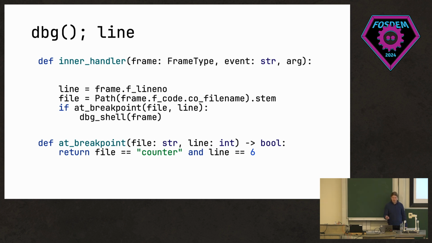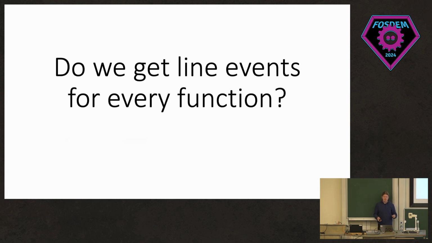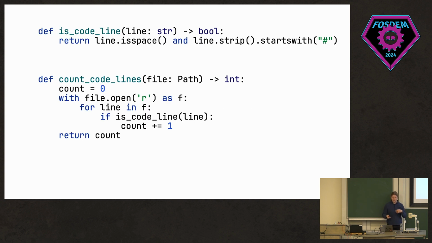But it's okay. We can even go to the opcode level, to the bytecode level here. But the problem, and the question here is, do we need a line event for every function? Because we know when we set a breakpoint somewhere, we only need to check the lines there.